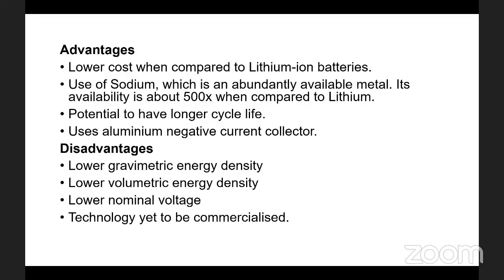Disadvantages, like I said, are lower Wh per kg and Wh per liter. Lower nominal voltage also. That means to make the same kind of voltage, you need more cells. So again, the BMS needs to be tuned and redesigned. And the technology is yet to be commercialized at giga scale. Today, it's only in mega.